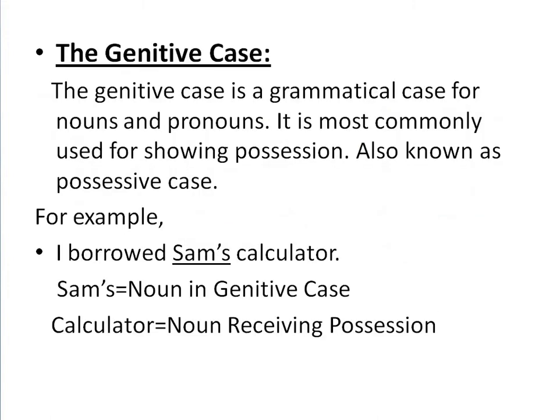So now the genitive case. The genitive case is a grammatical case for nouns and pronouns. It is most commonly used for showing possession, also known as the possessive case. Sometimes in sentences we show the possession, the ownership of something, like Aisha's car or Madiha's dress. So we show the possession by the addition of an apostrophe s. That possession is basically the genitive case.